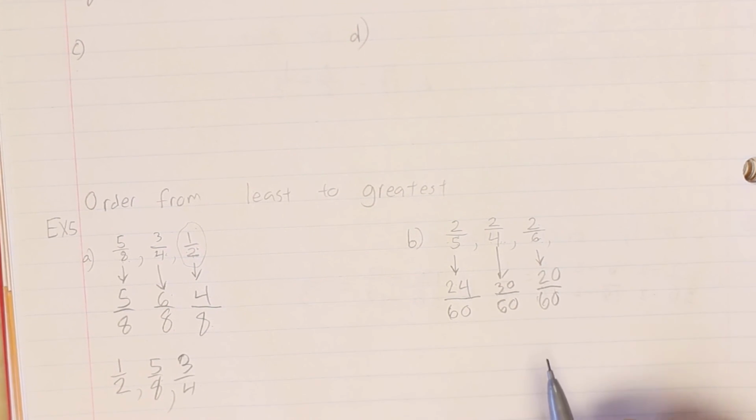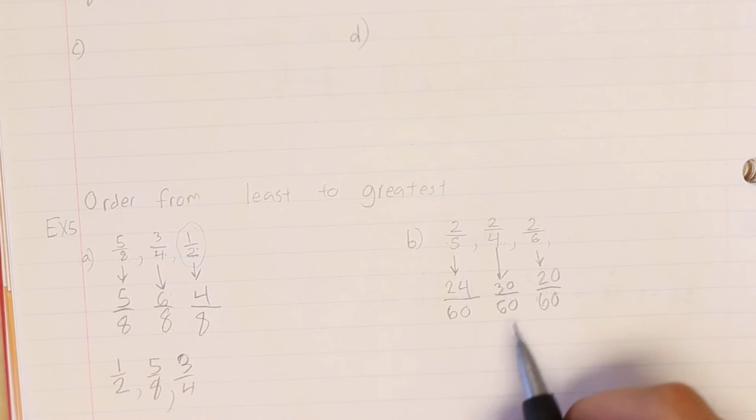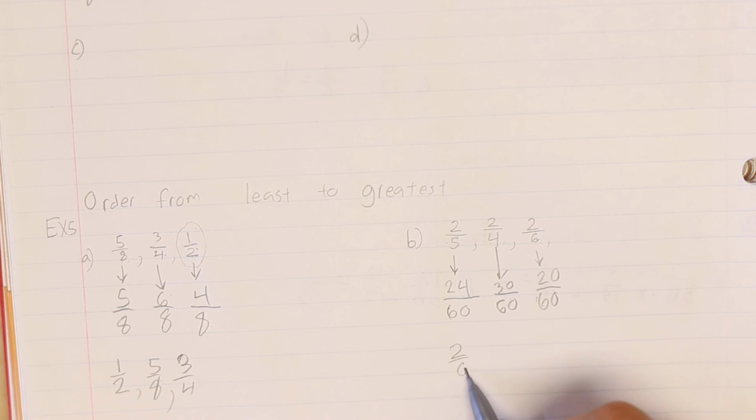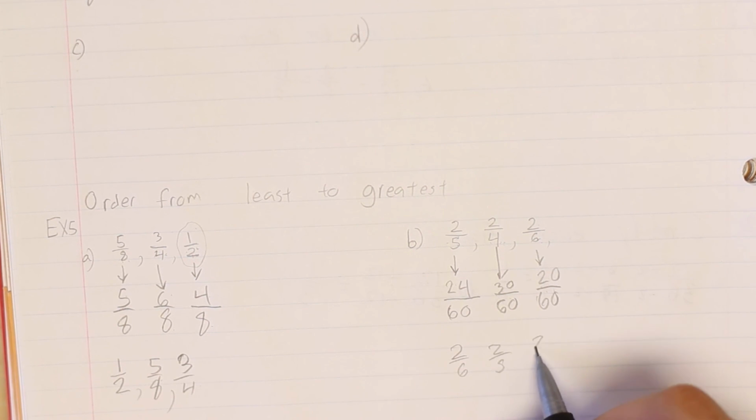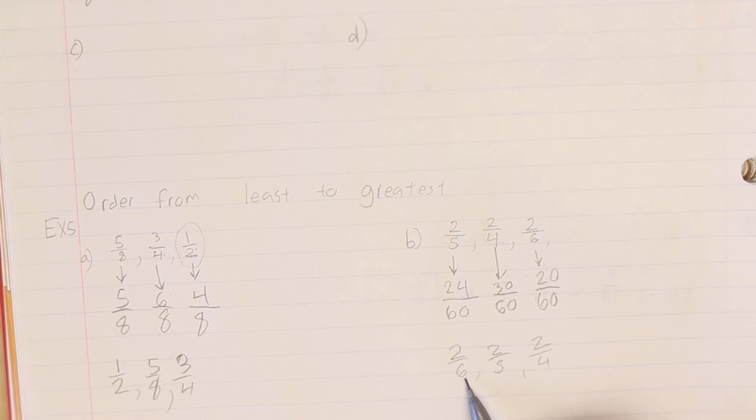So which one's bigger? Well, that one is. So obviously this one needs to be moved over here. So we say we have 2 6ths is the smallest, then 2 5ths, then 2 4ths. See, some people don't think about that. They think 6 is bigger, but it's a fraction. So the bigger the denominator, a lot of times the smaller the number is actually. But of course that also does depend on what's in the numerator.